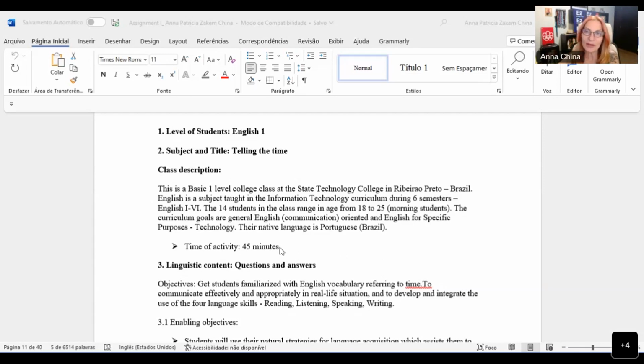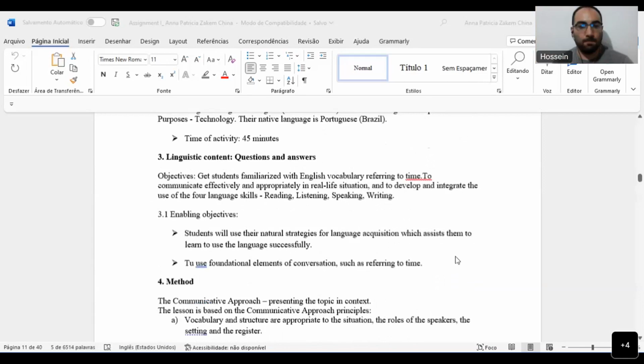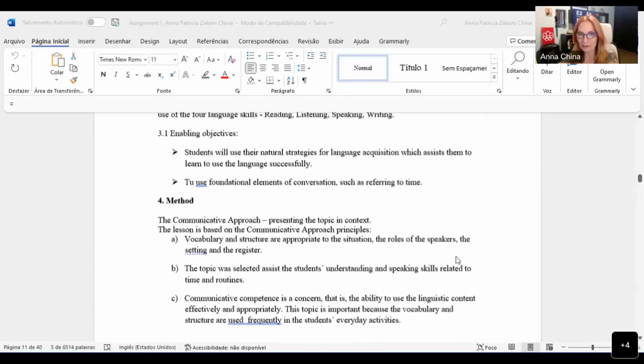But if you have the freedom and the flexibility to design a class of 60 minutes instead of 45, you would add either reinforcement for additional practice or another skill. Okay, sure, thank you. So of course, the more skills you intend to develop, the more time you will need.